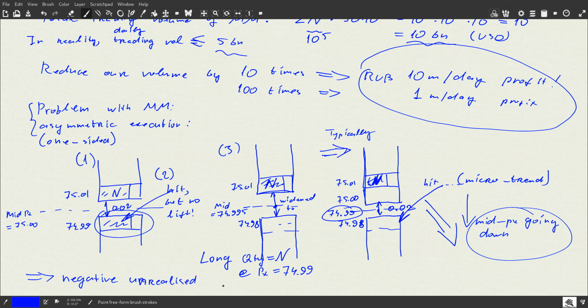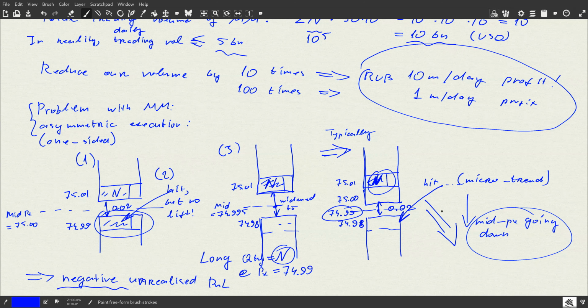P&L is profit and loss, and in this case it is really loss because it is negative. Negative unrealized P&L with your position equal to N. What can you do? You can simply sit and wait in the hope that the prices will return. And when the prices return, you somehow get this order eventually executed, and yes, you earn your profit.